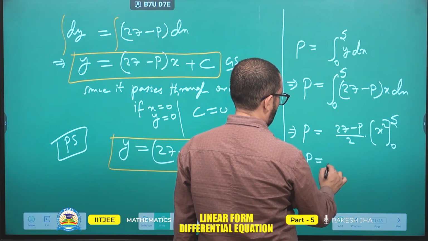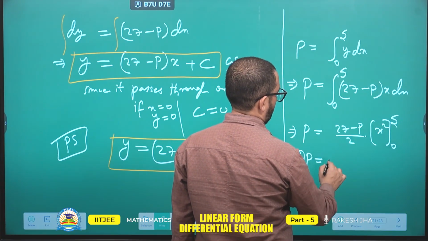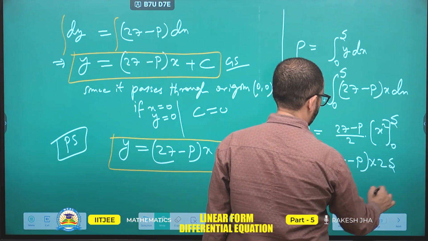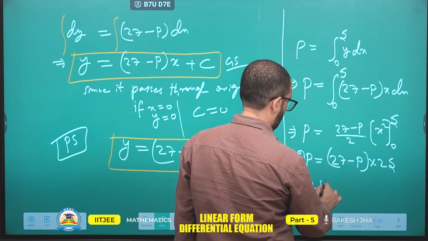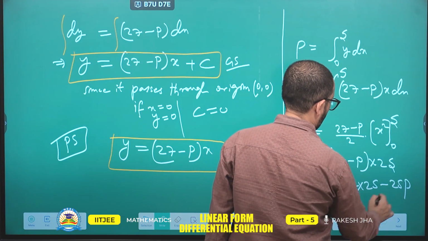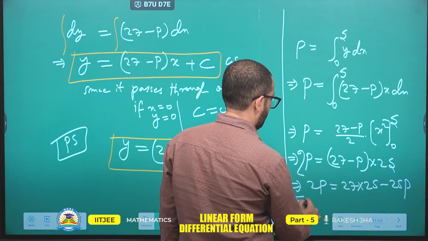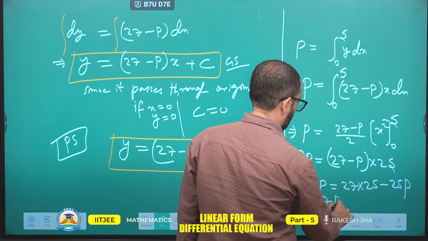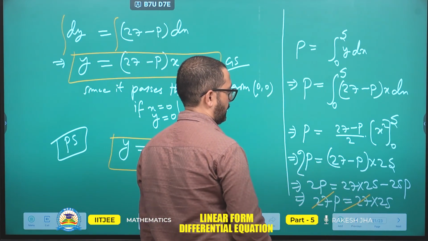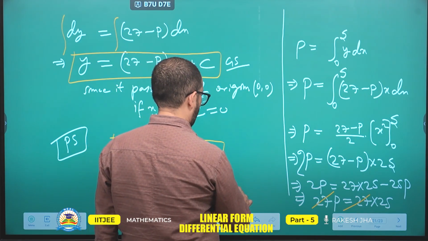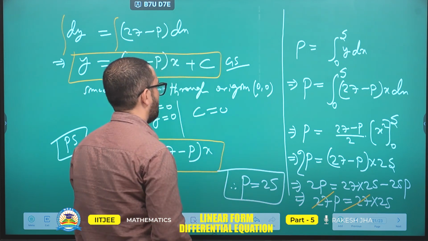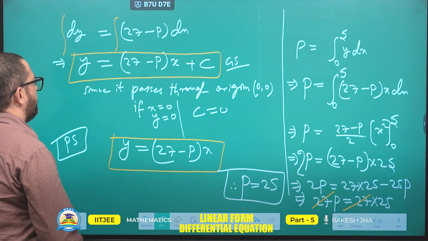So p is equal to, or you can say 2p is equal to 27 minus p times 25. So 2p is equal to 27 times 25 minus 25p. So 27p is equal to 27 into 25, and here we find that 27 is cancelled, therefore p is nothing but 25. So we found p, that is 25.